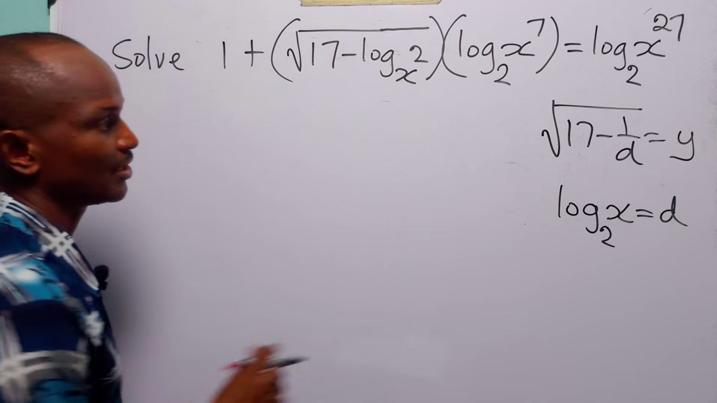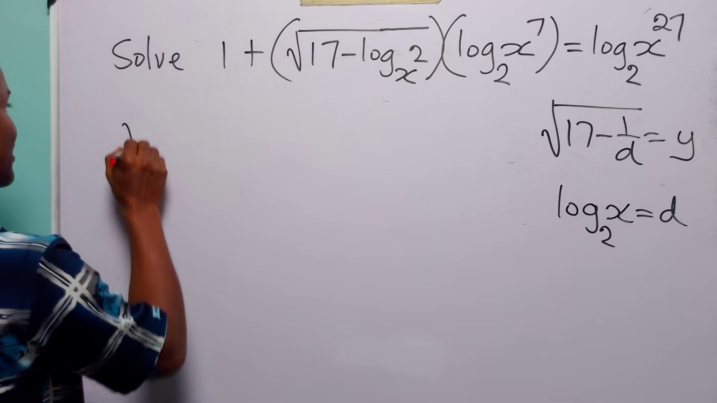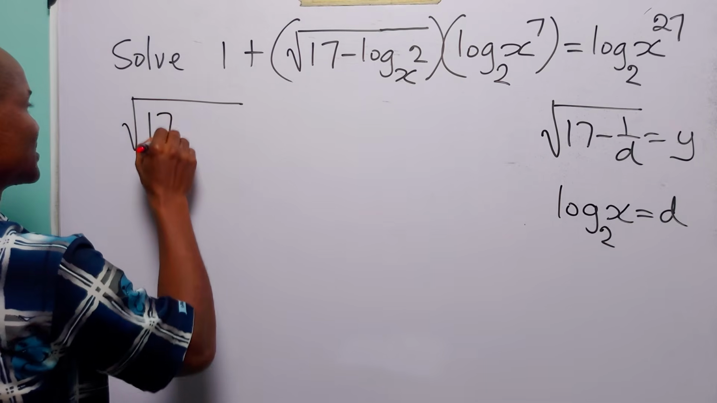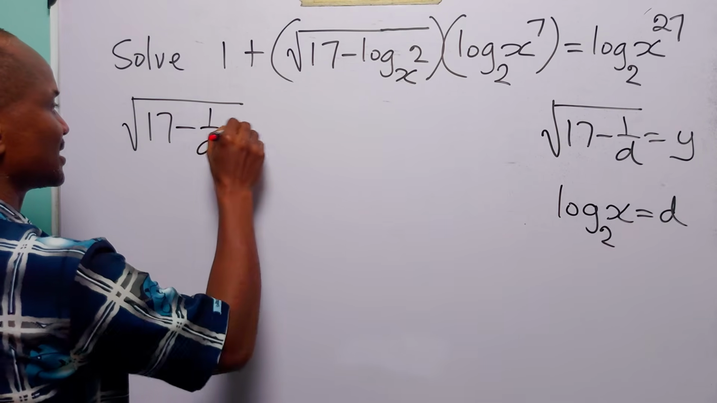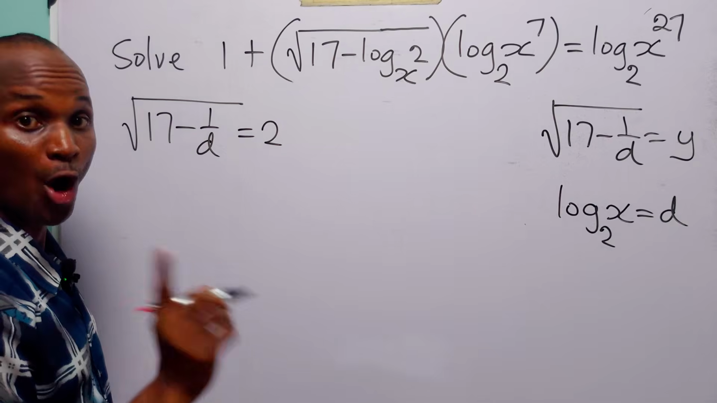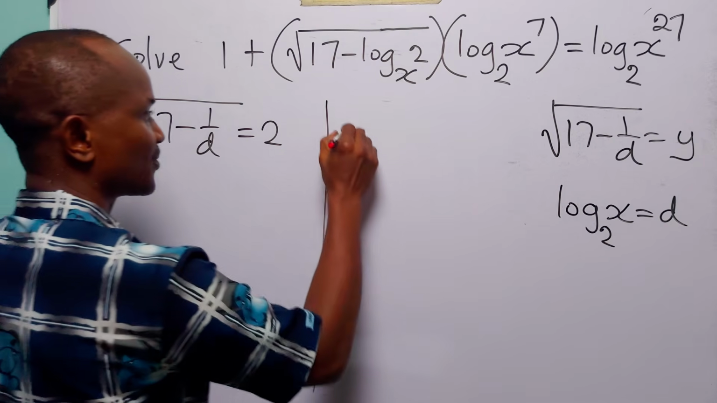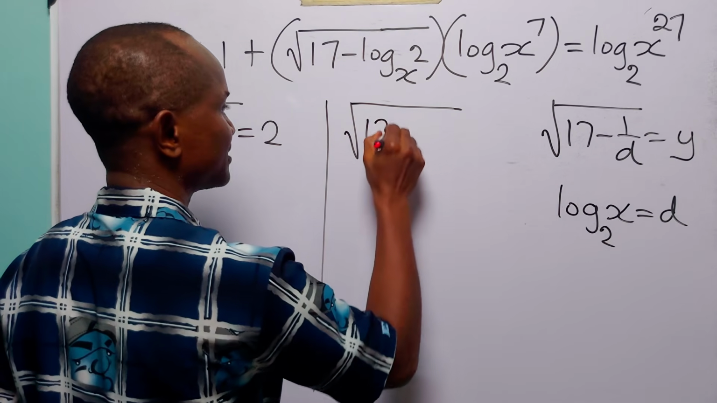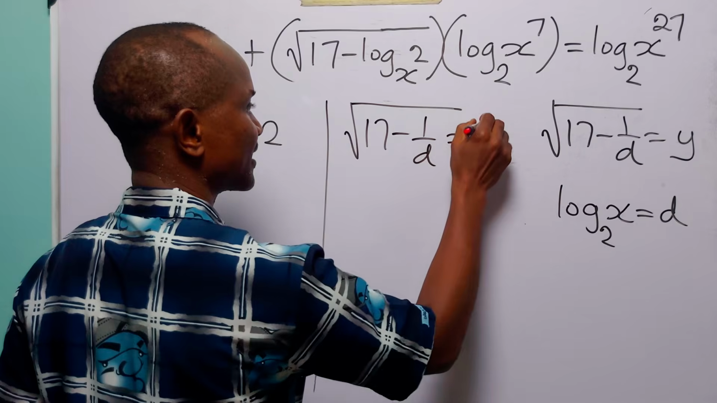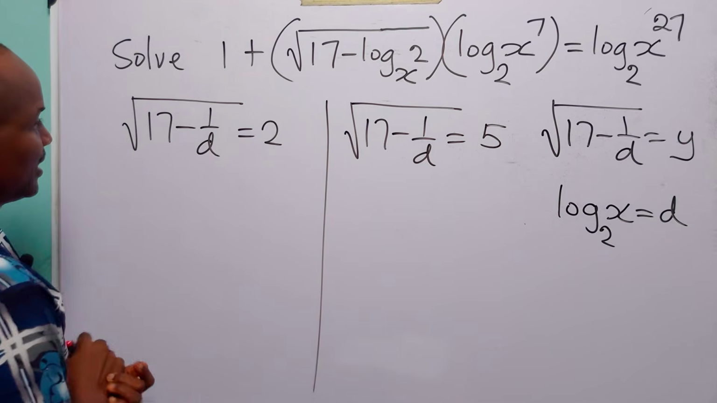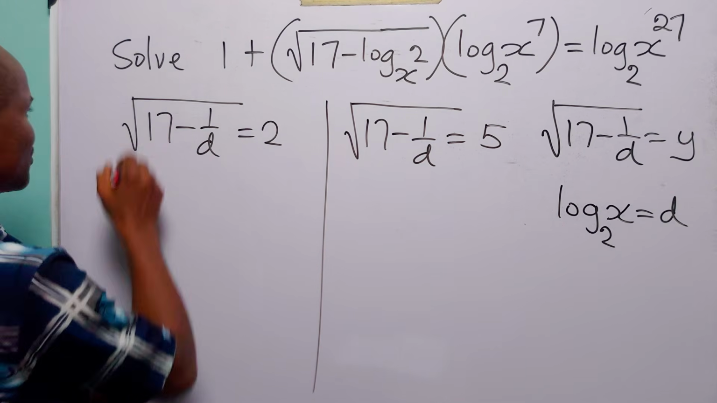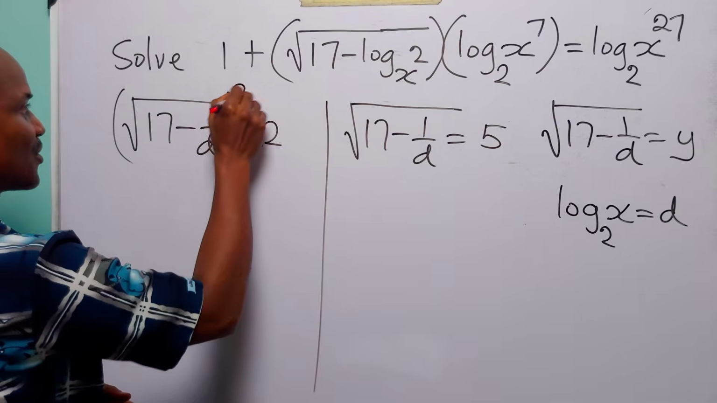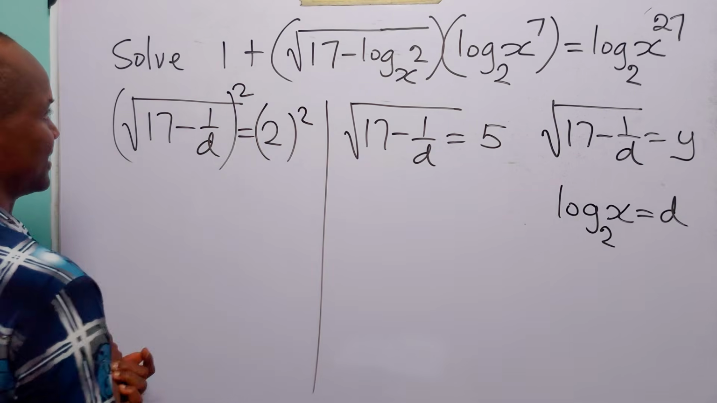So ultimately, we have that the square root of 17 minus 1 over d is equal to 2, or the square root of 17 minus 1 over d is equal to 5. Now, to solve this equation, of course, we are going to start by squaring both sides.